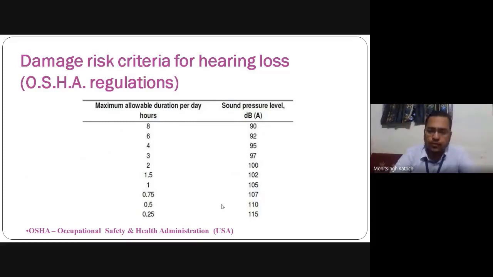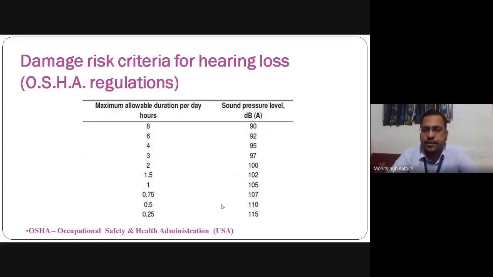are reducing gradually. So if the sound pressure is 90 decibels, the maximum allowable duration per day is 8 hours. That is, in an area where noise pollution is of 90 decibels, a person can work for maximum 8 hours. If the sound pressure increases by 2 decibels and reaches 92 decibels, the allowable duration reduces by 2 hours and it is 6 hours maximum.